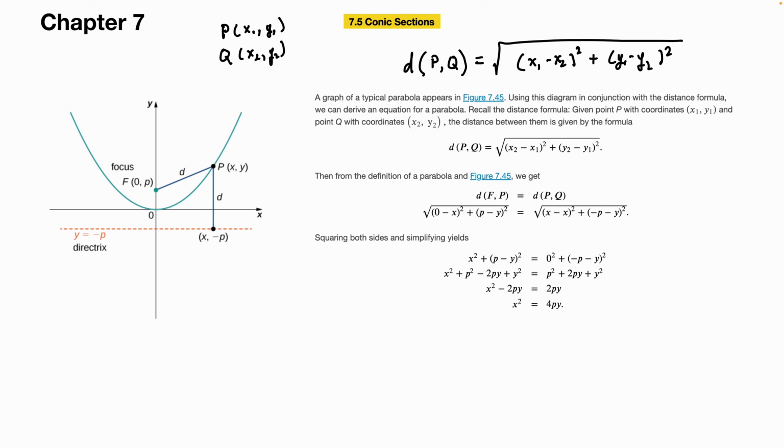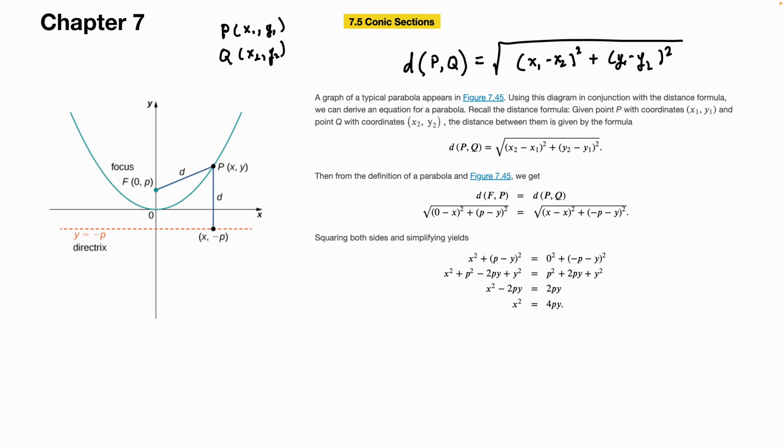So here we've just recalled the distance formula, given a point P and given a point Q. Next, we want to apply that distance formula to our picture. And what they do on one side is they take the focus, which has nice coordinates 0, p, and they look how far is the focus from a point P.